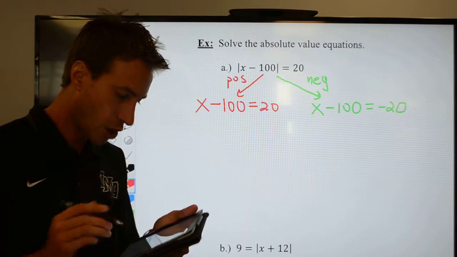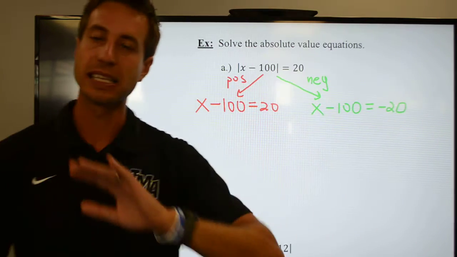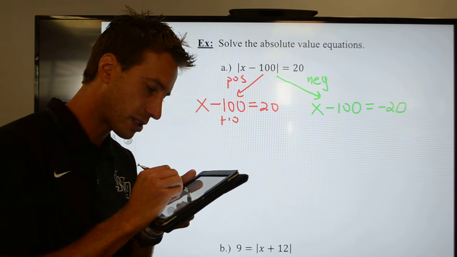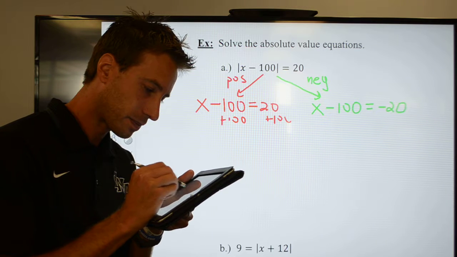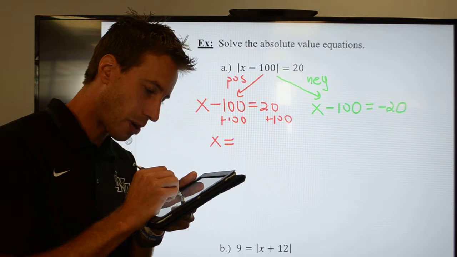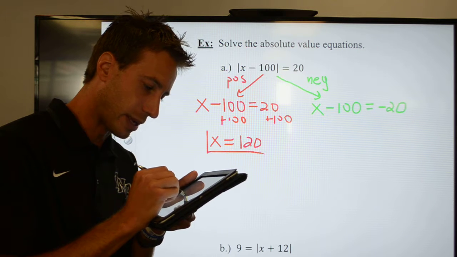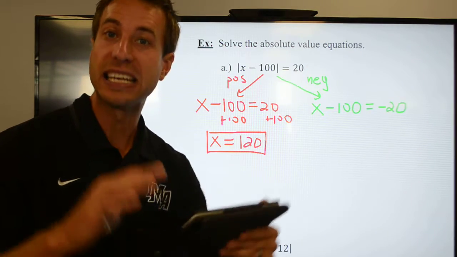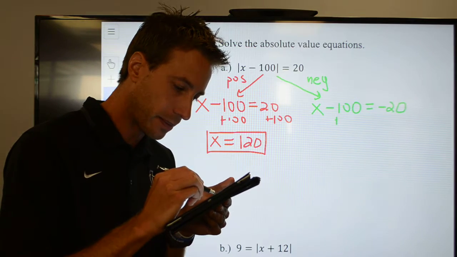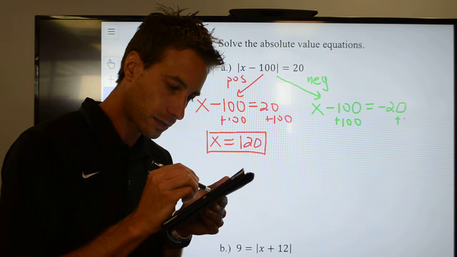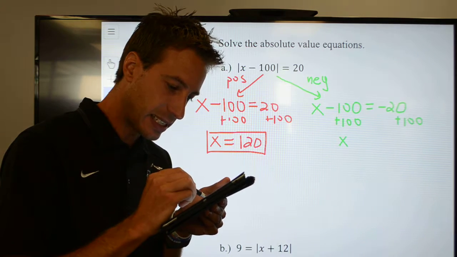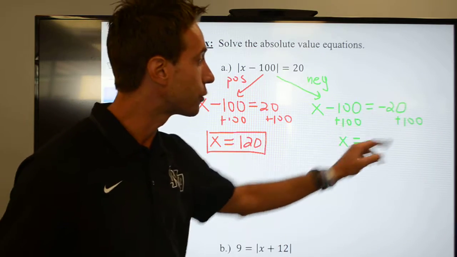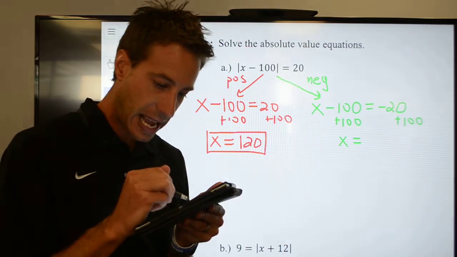Let's do this one first. Well, I have a negative 100. In order to solve for x, I need to move the 100 to the other side, and addition will do that for me. I'll add 100 to both sides of the equation, and x will be equal to a positive 120. Over here on this side, once again, I have minus 100. I'm going to need to add 100 to both sides in order to move it. That leaves me with x is equal to, careful here, this is now a minus 20, not a positive 20. Negative 20 plus 100 leaves me with positive 80.